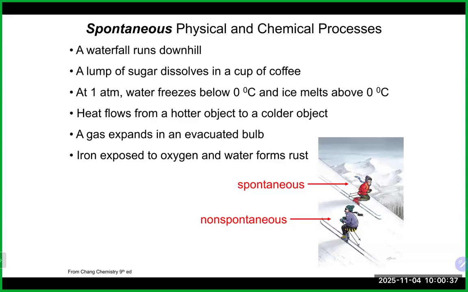These are some spontaneous physical and chemical processes. Water runs downhill. If we take a lump of sugar, it will dissolve. Water will freeze below 0 degrees and melt above 0 degrees. Heat always flows from the hotter object to the colder object, so the warmer object cools down and the colder object warms back up. Iron exposed to oxygen and water will form rust.